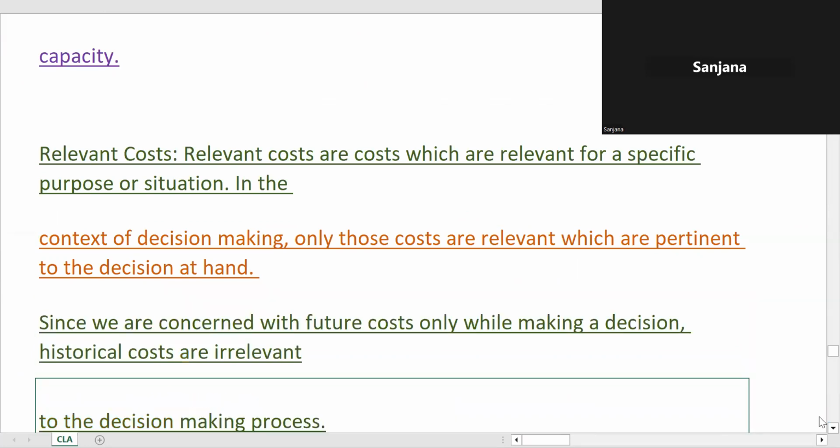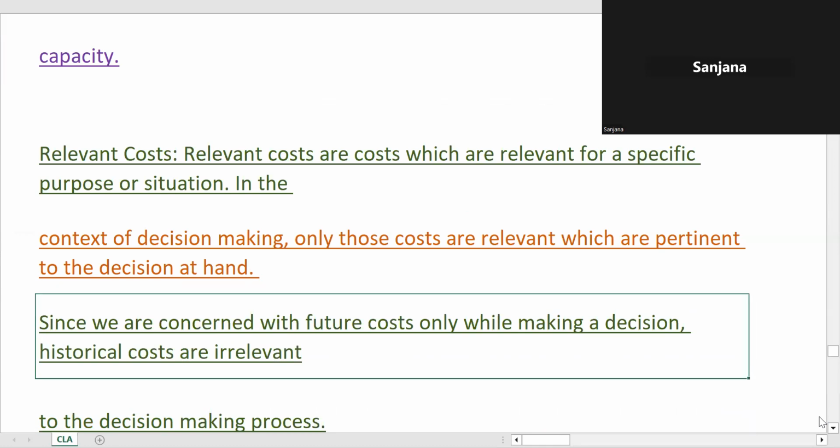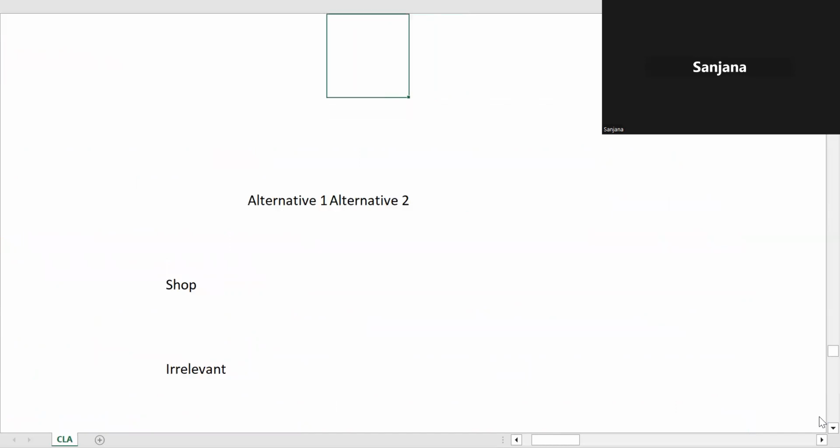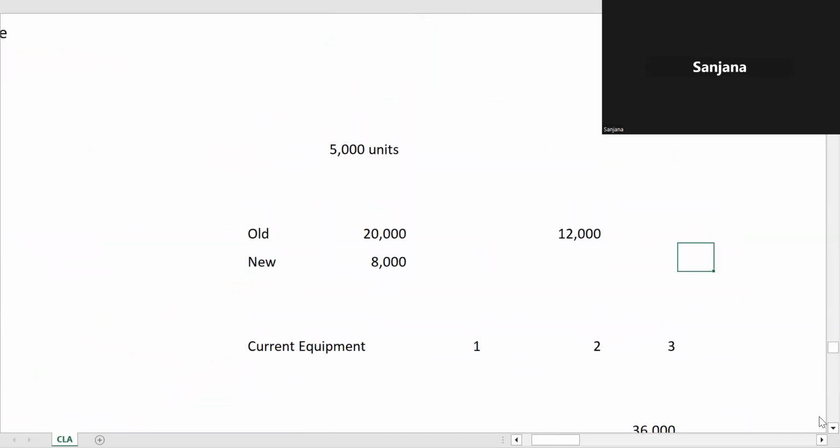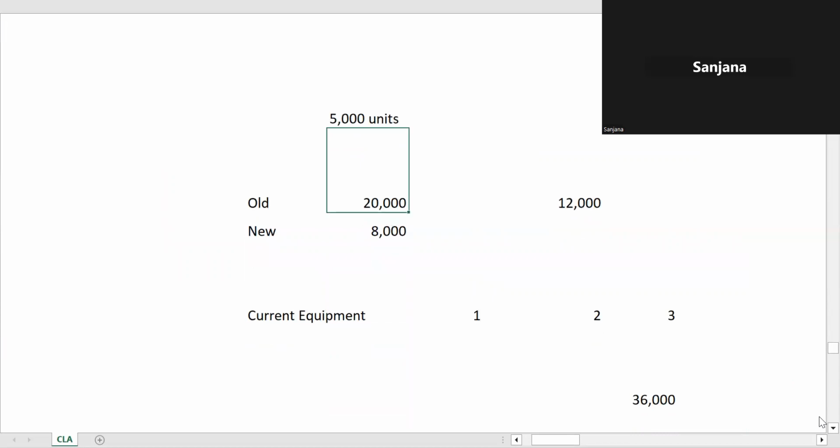Historical costs are always irrelevant, because you have already spent it. In the earlier example which I was showing you, I did not consider how much this old equipment we bought for. We might have bought it for 40,000, but that is not relevant now. Whatever cost I'm paying for manufacturing, if the difference of this is my gain, that current gain was more relevant for me.